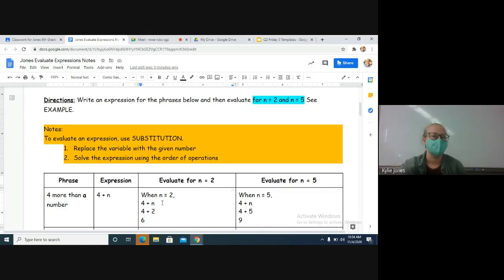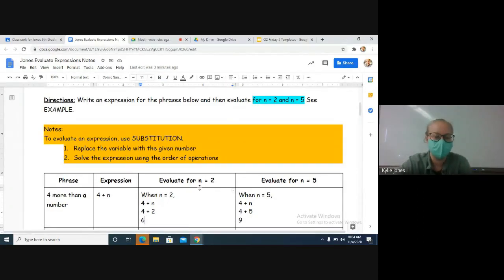No, it'll tell you what number to replace it with. So in this case, you can't really replace it with anything. Later in your algebra career, you will. So in the first box, we change the n to 2, and then the second box to 5.